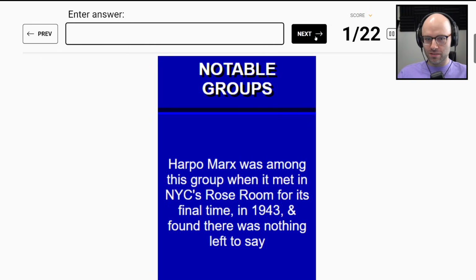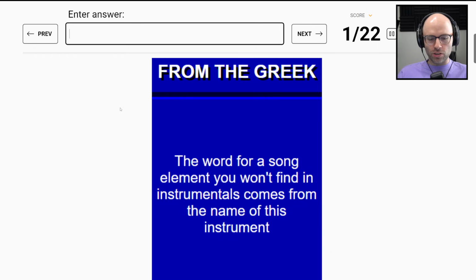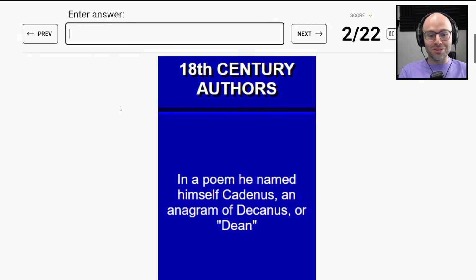All right, I pass. The word for a song element you won't find in instrumentals comes from the name of this instrument. Good luck. I mean, you get a minute to think of like every Final Jeopardy answer. A song element you won't find in instrumentals comes, well, you won't find a lyric in instrumentals, which comes from a lyre. Oh! In a poem, he named himself Cadinus, an anagram of decanus or dean.